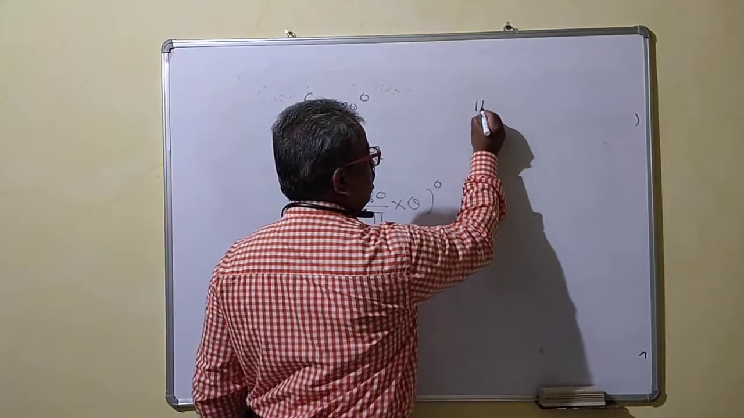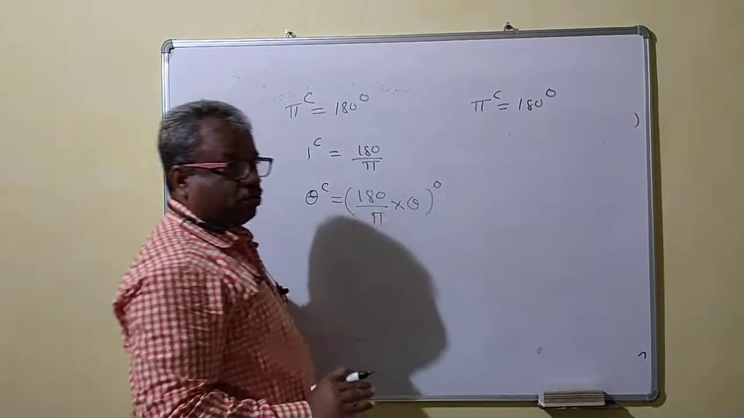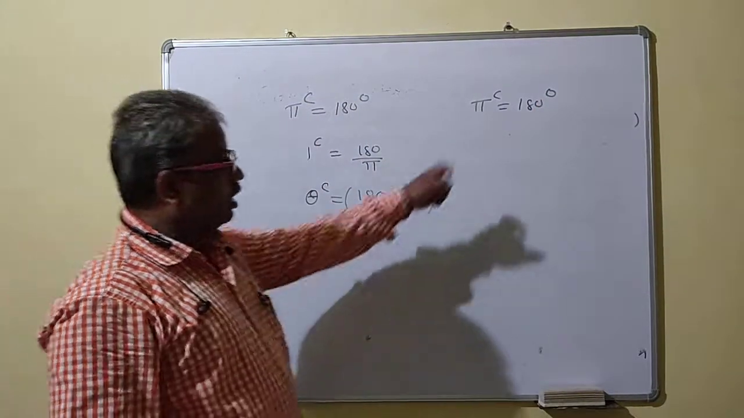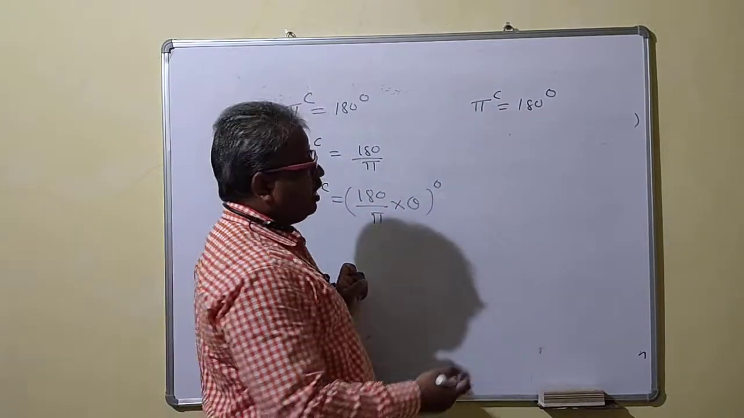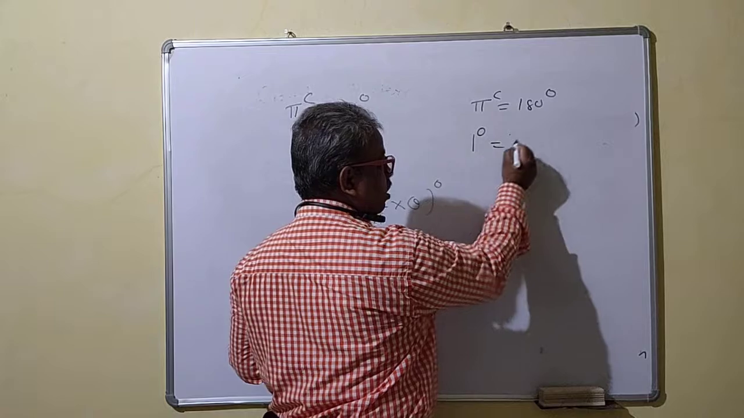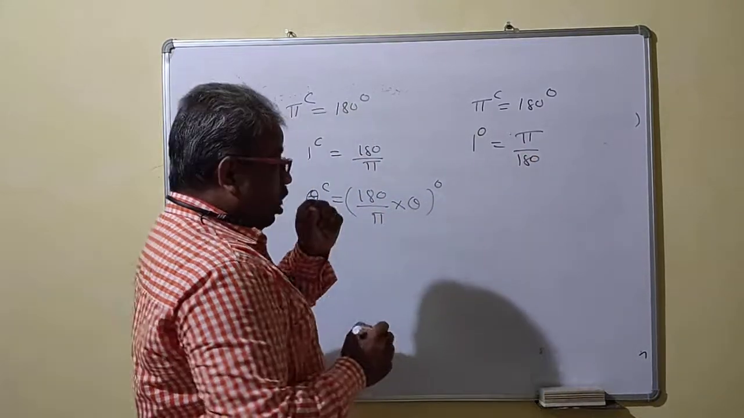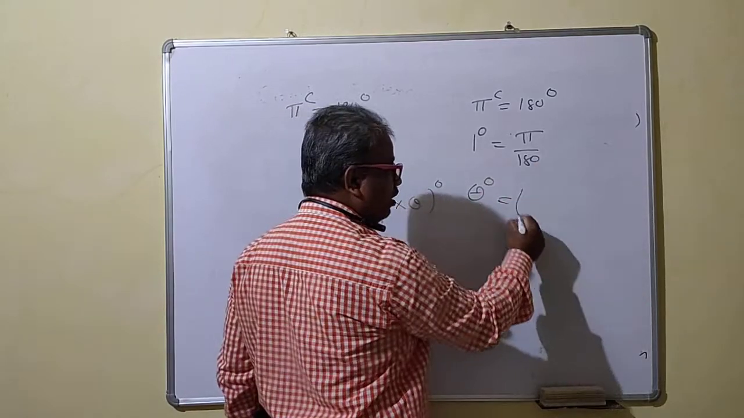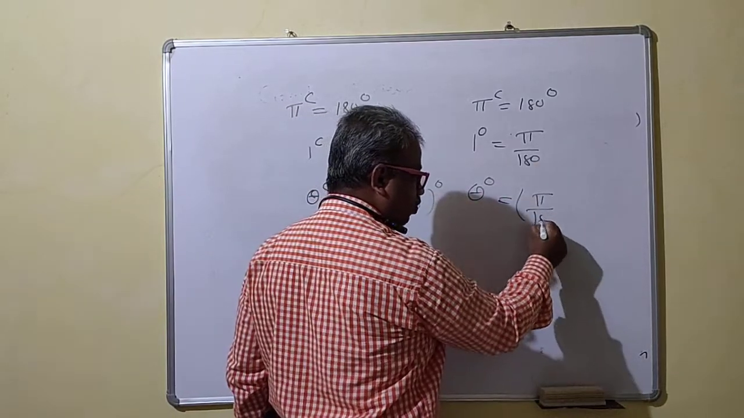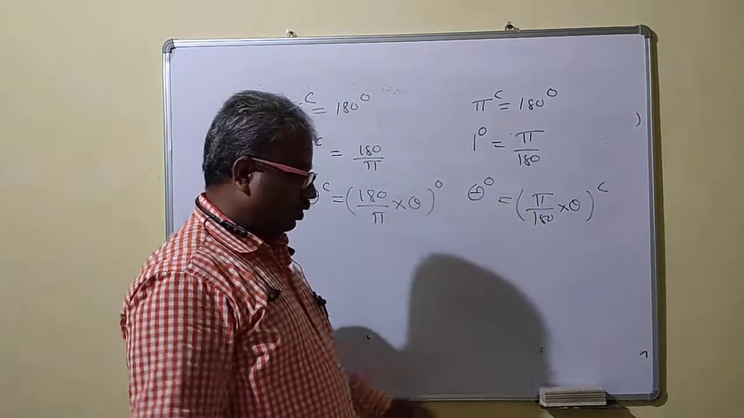Now see, pi radian is equal to 180 degree. What do I have to do? Convert degree measure into radian measure. So we will find the value of 1 degree. 1 degree is equal to what? Pi upon 180. Now if you want the value of theta degree, just multiply by theta. So pi upon 180 into theta. This is radian.